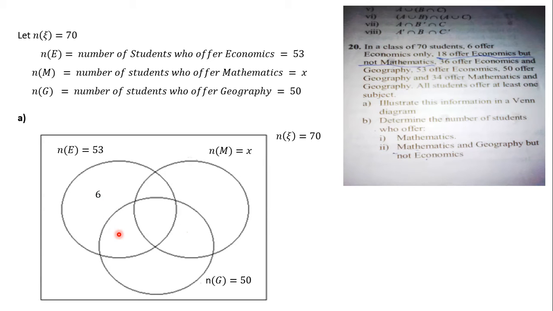Now, as soon as you put the 18 here, raw, without subtracting the 6 from it, then it now becomes 24 offer economics but not mathematics. So we should be clear about that. Now let's fill it. So you can see it's 12. 12 plus 6 is 18. Good. Now let's move on to the next part.